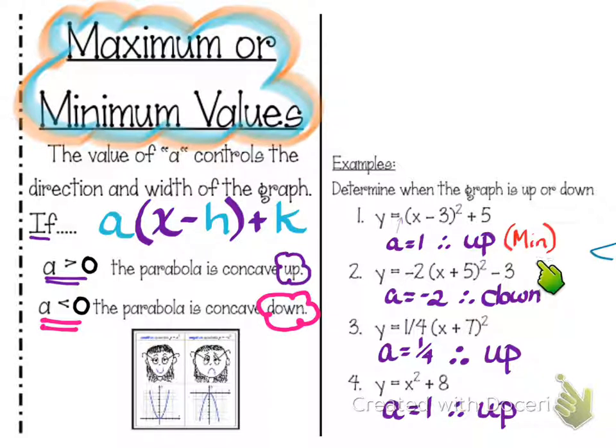Now, when you have a graph that opens up, then the vertex is going to be the minimum point, the lowest point on the graph. And in like manner, when you have a graph that opens down, then that highest point is the max.